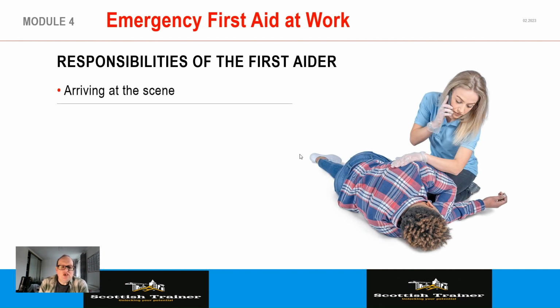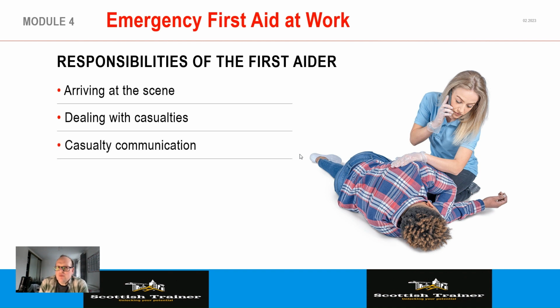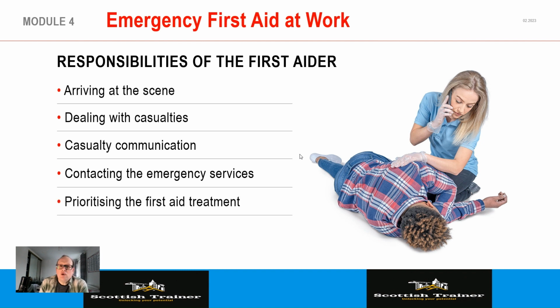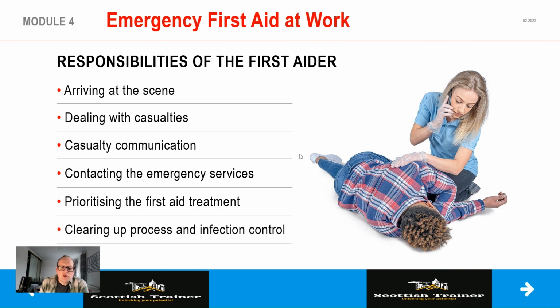So we arrive at the scene. We deal with the casualties. We have communication with those casualties. Contact the emergency services. We prioritise the first aid treatment if there's more than one casualty. We clear up afterwards and we have an infection control process. So these are the processes and responsibilities that we have to do. We have to arrive at the scene, deal with the casualties, have good clear communication, contact the emergency services, again good clear communication, prioritise the treatment and clean up at the end. Nice, simple and straightforward. Yeah?